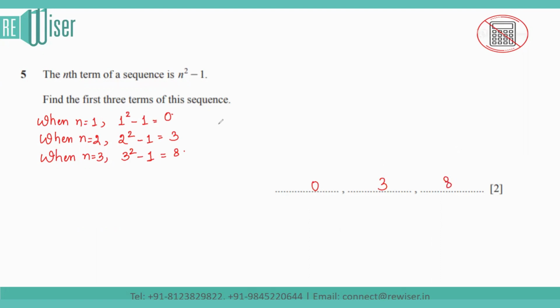Now, on writing all the three terms of the sequence, we fetch 2 marks for this question. We need to note one thing, that for this question, there is no partial marking.